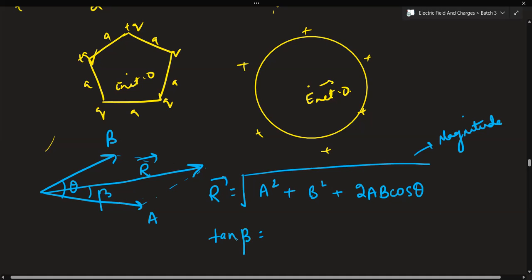Tan beta is always given by the vector that is not made with this beta. Take it as B, and the angle which beta is making with the vector, take it as A, standardized. So you will always remember. So it is the opposite vector, B times sine theta, divided by this vector A plus the opposite vector B times cos theta. This is the direction. If anybody has forgotten, I hope it is revised.